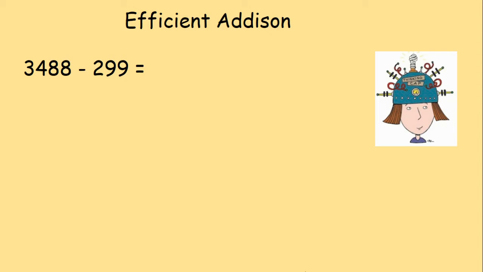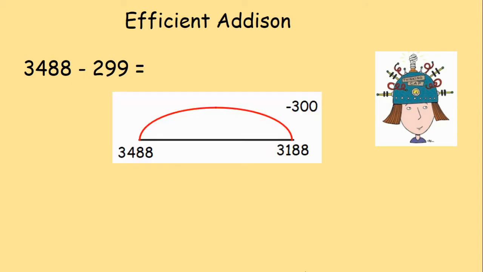For this question, the most efficient method would be a number line. I would add 1 to 299 so that it is a rounded number, making it easier to subtract. I would then subtract 300 from 3,488, which gives me 3,188.